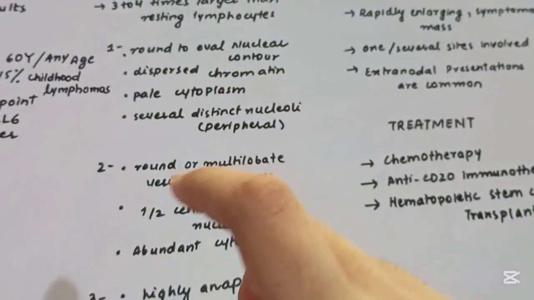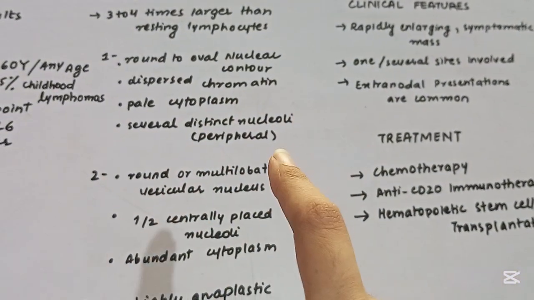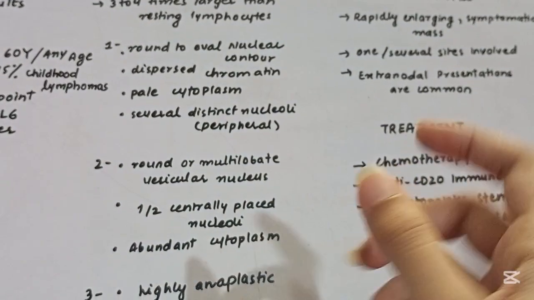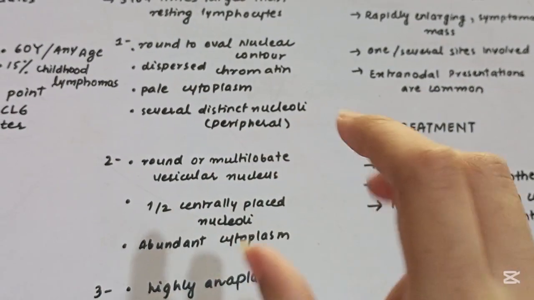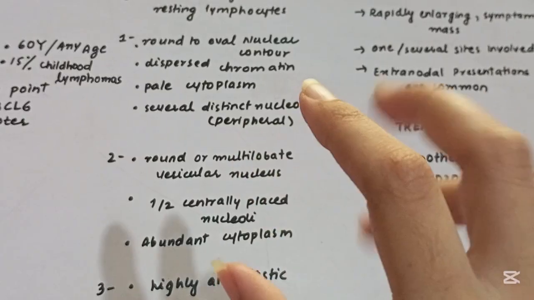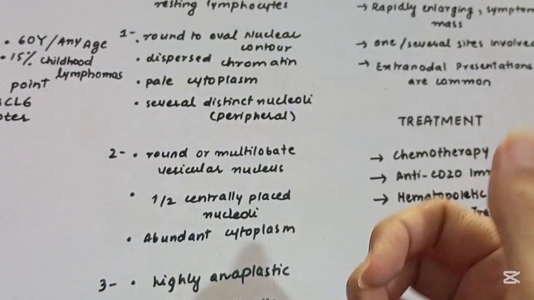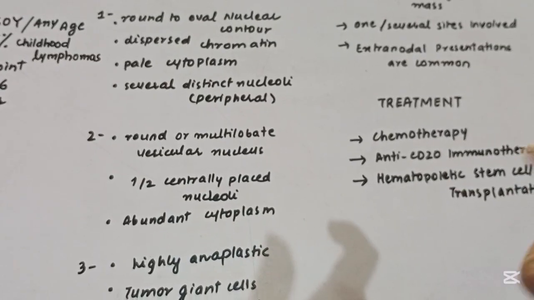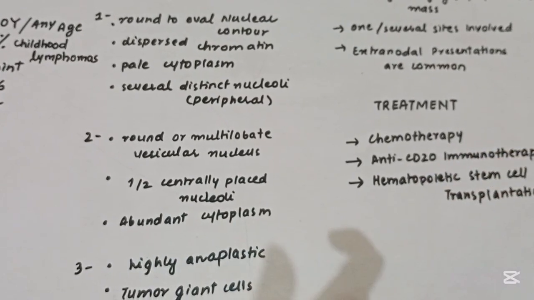Next, we have the clinical features. This neoplasm is rapidly enlarging and symptomatic. It can occur at one site or several sites, and extranodal presentations are common. GIT is the most common site, but it can also occur in any tissue. Treatment: we have chemotherapy, anti-CD20 immunotherapy, and hematopoietic stem cell transplantation.